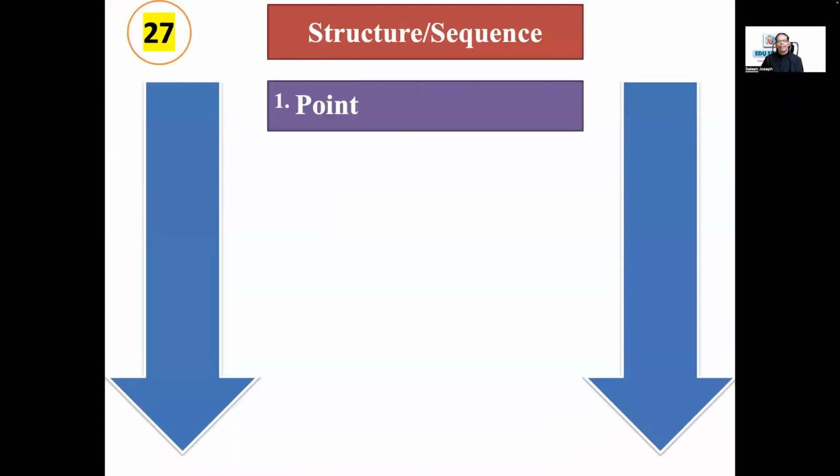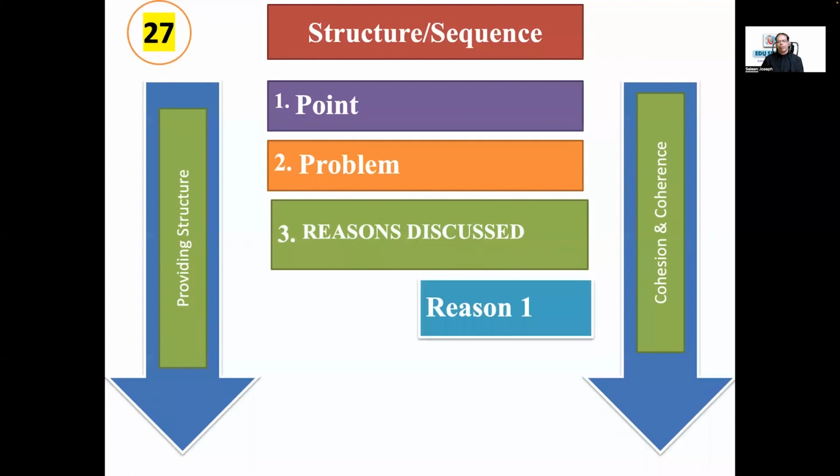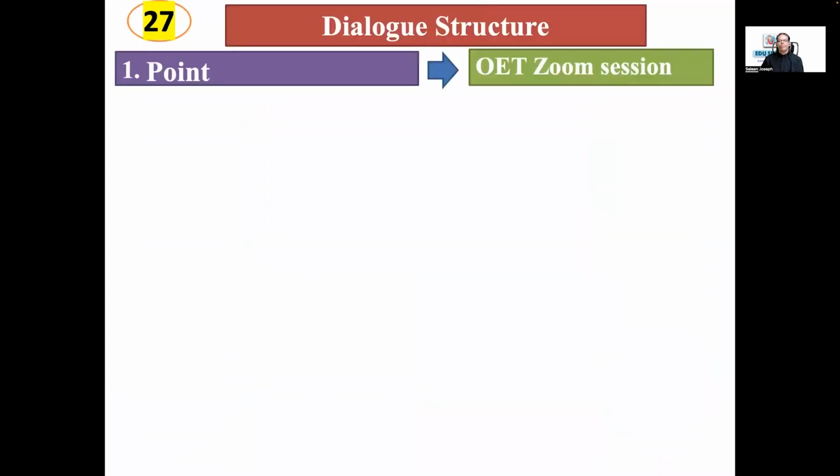Okay, just to give you an idea, the structure again: point, problem, reasons discussed, and 1, 2, 3 reasons were there. We selected the second reason. So now the dialogue structure is this. This is what you have to understand as regards the dialogues.